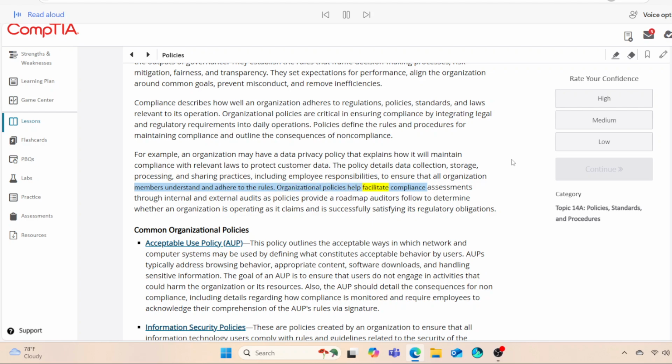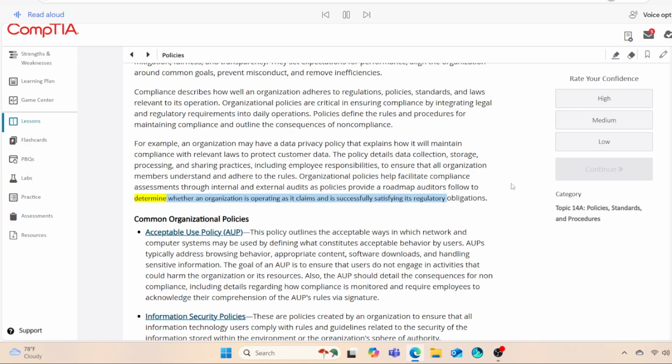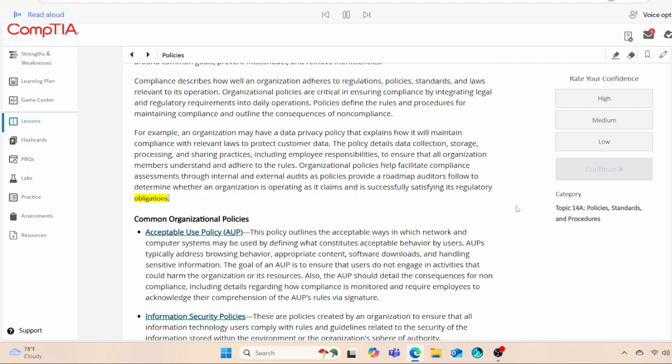Organizational policies help facilitate compliance assessments through internal and external audits, as policies provide a roadmap auditors follow to determine whether an organization is operating as it claims and is successfully satisfying its regulatory obligations.